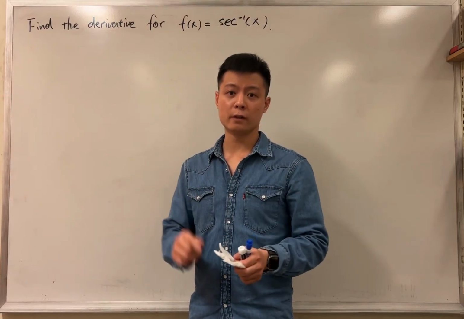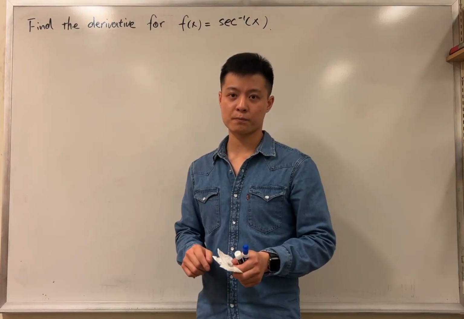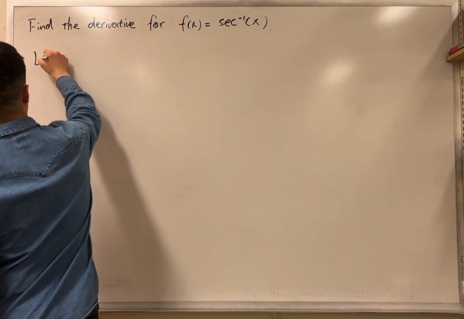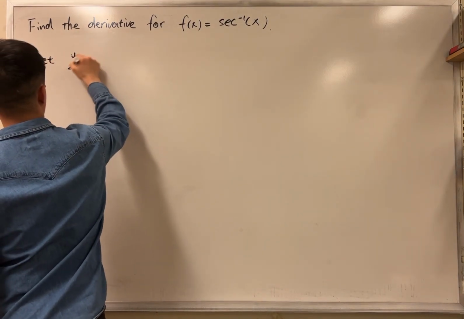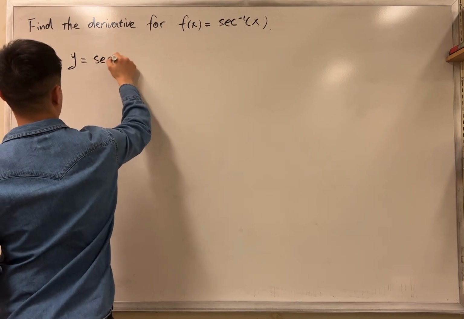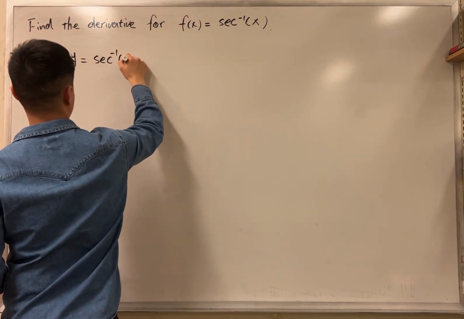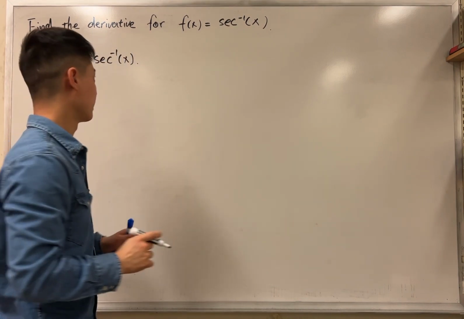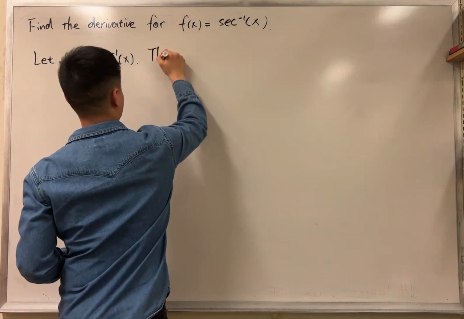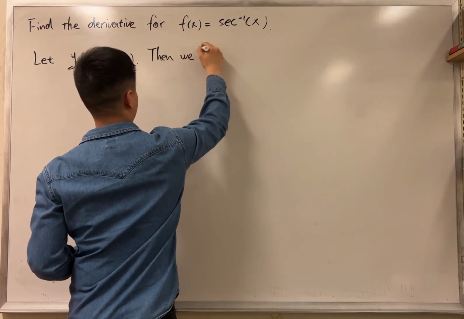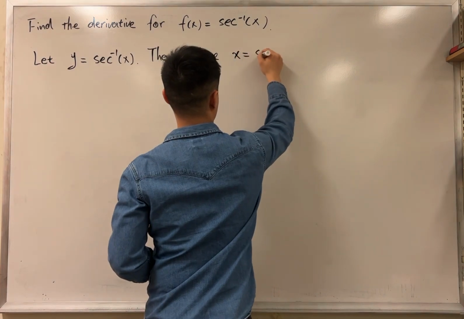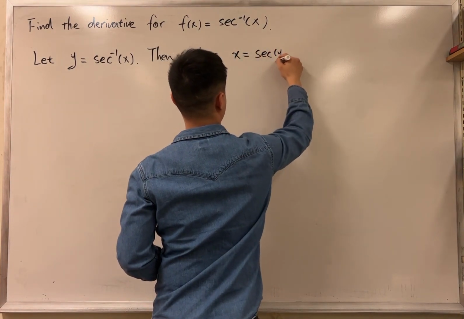Find the derivative for this inverse trig function. We will start by letting y equals secant inverse of x, and then we're going to rewrite it using the definition. Then we have x equals secant of y.